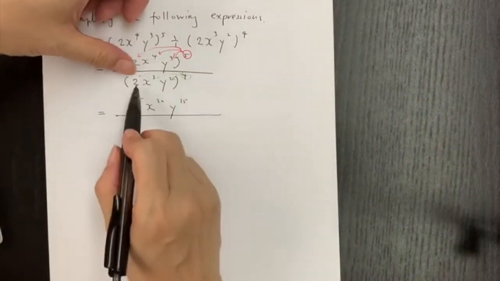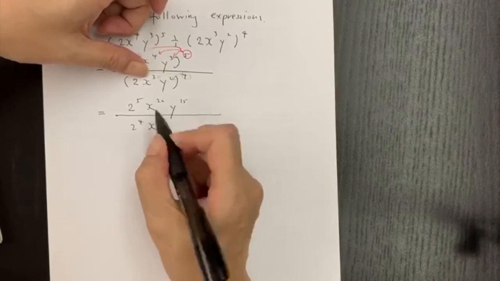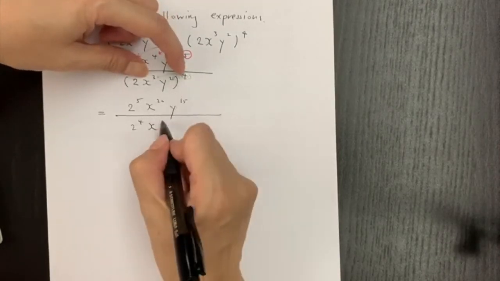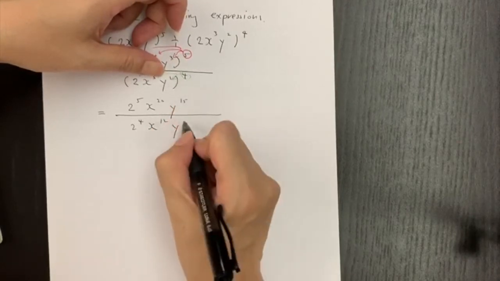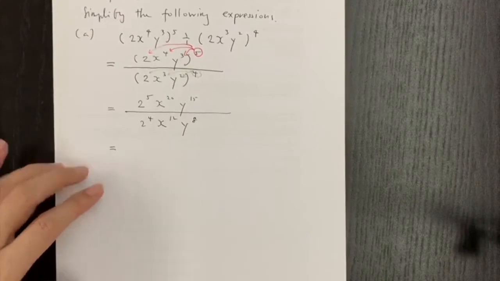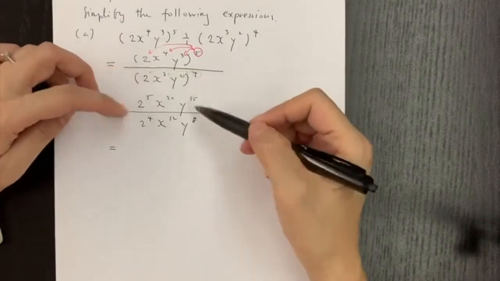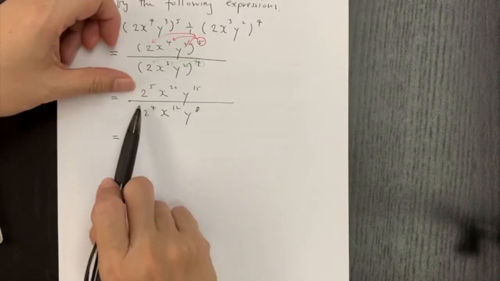So that would be 2 to the power 4. And then x, 3 times 4 is 12. And then y, 2 times 4 is 8. So that is the next step, removing brackets, before we move on. Okay, so what do you think? Now we come to the 2.